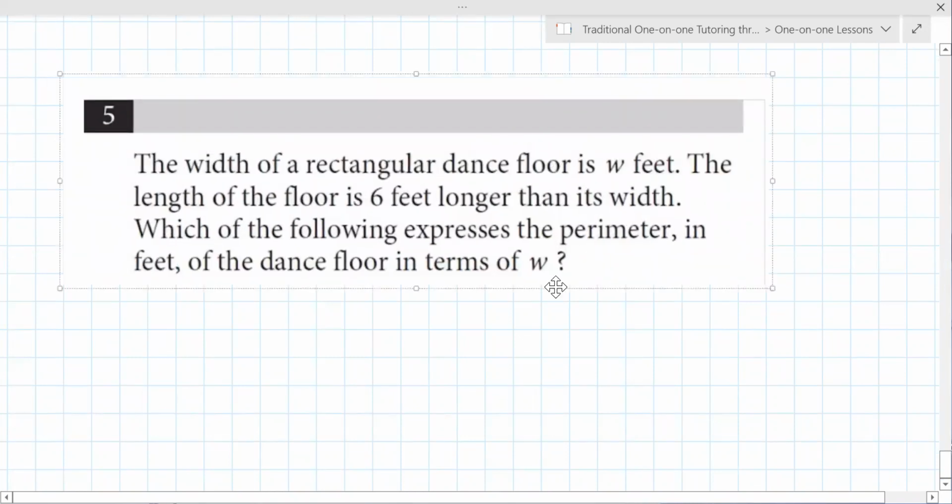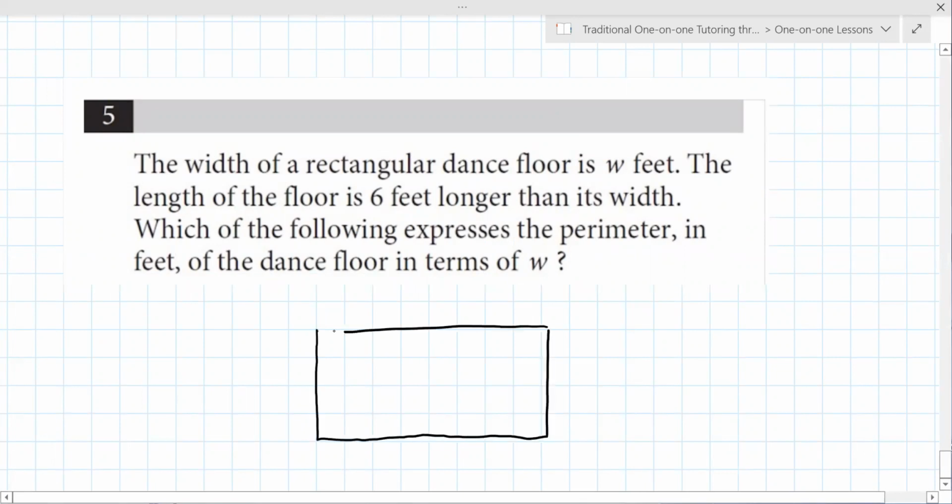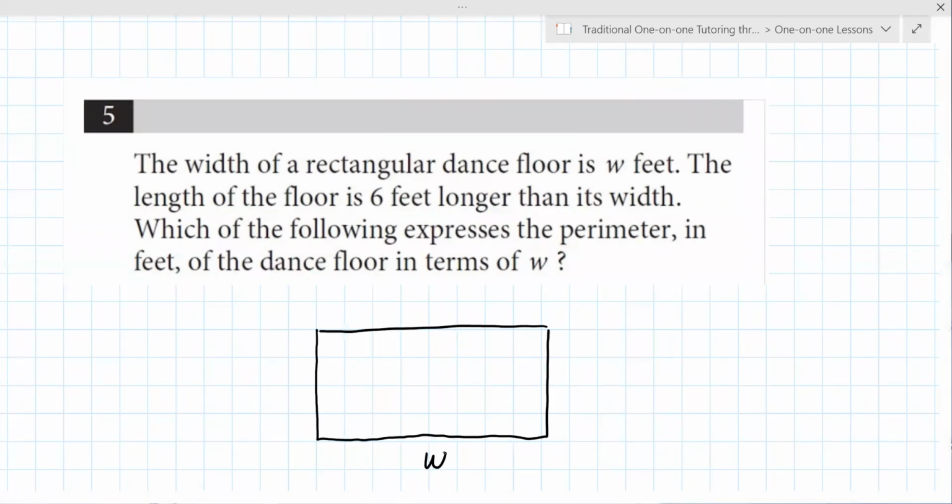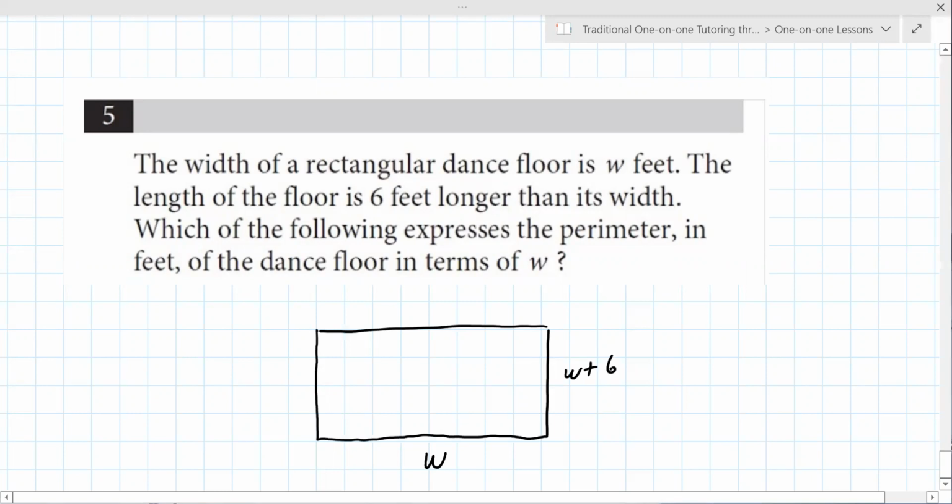So it says the width of a rectangular dance floor is W feet. All right. So here is a rectangle. Which is the width? Is it the vertical or the horizontal? Horizontal. It actually doesn't matter, but that would be the preference to put it down there. The length of the floor is 6 feet longer than its width. So I've already drawn this incorrectly, but it actually doesn't matter. Don't redraw it. That'll save you some time. Just put it there, even though maybe it doesn't make any sense because this is shorter, it's not to scale.